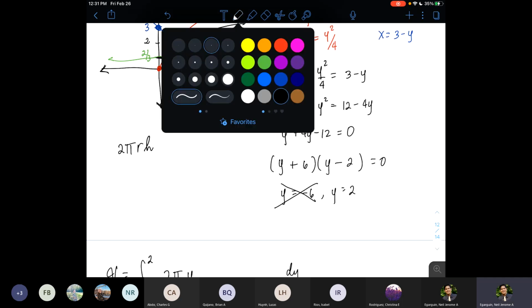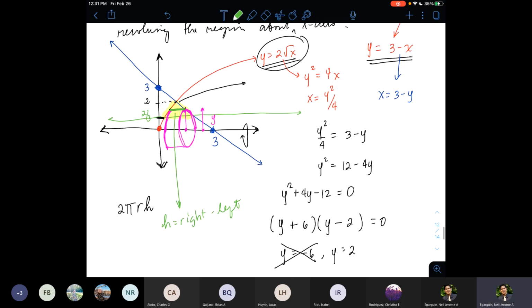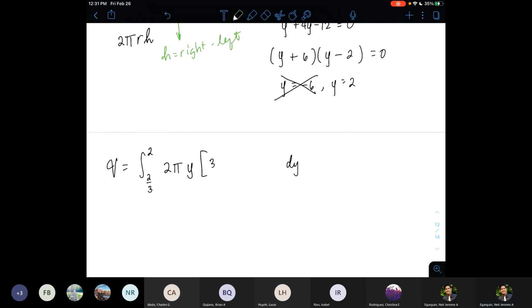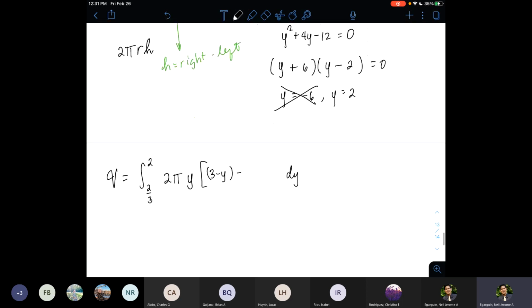And then the height would be what? The height is nothing more than the length of the horizontal strip. And how do we measure the length of a horizontal strip? It's going to be right minus left. So the right function here is the blue one, 3 minus y, minus the left function, which is the red one, y squared over 4.